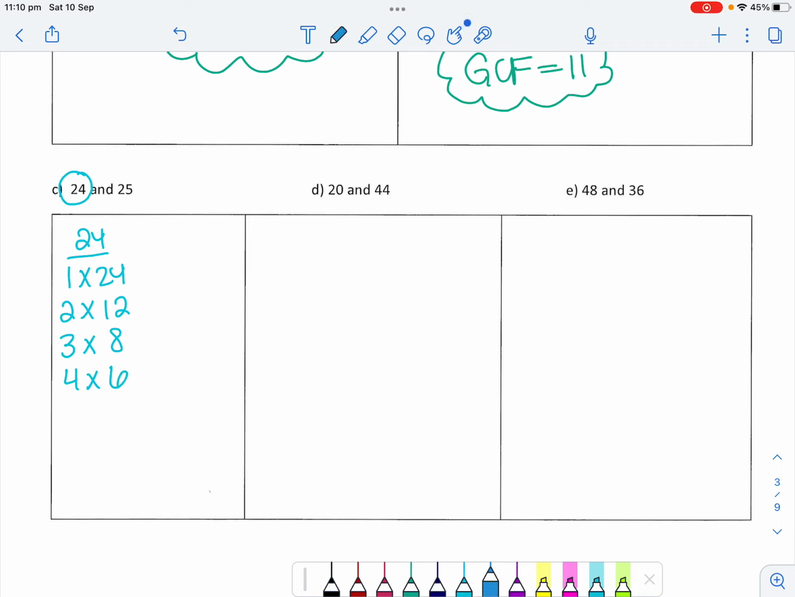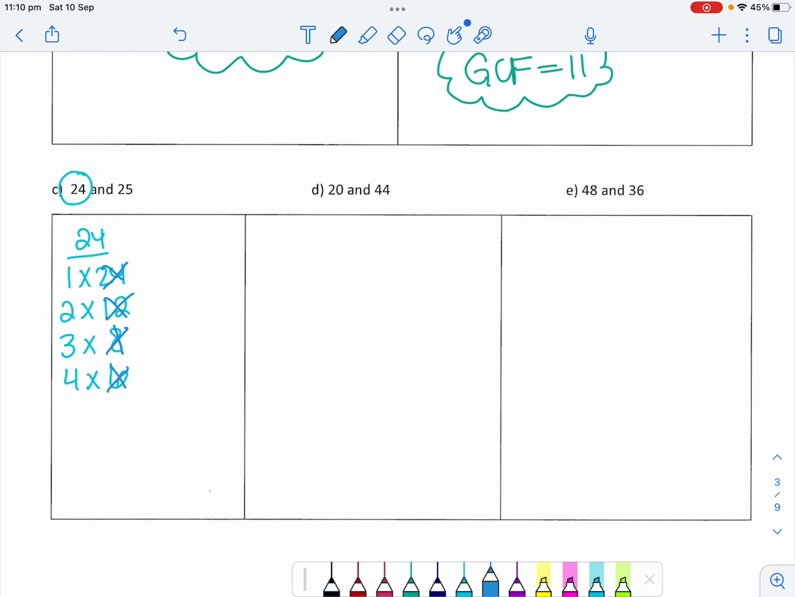So now I'm going to do the same thing that I did on the first 2, and I'm going to ask that question. Does this number go into, or is it a factor of the other number? So is 24 a factor of 25? Nope. Is 12 a factor of 25? Nope. Is 8 a factor of 25? No. Is 6 a factor of 25? No.